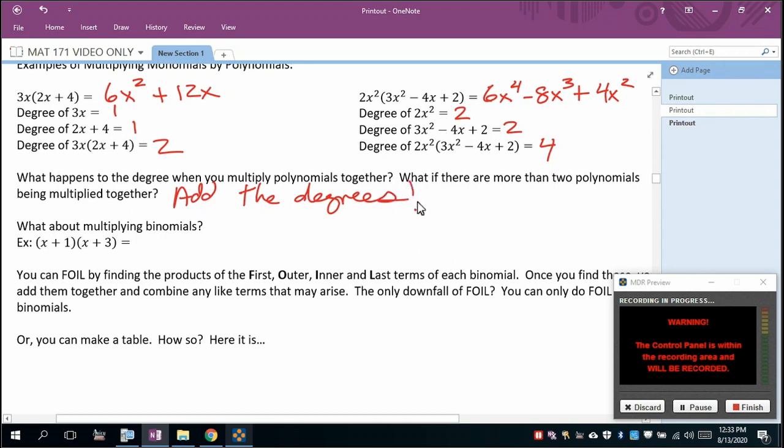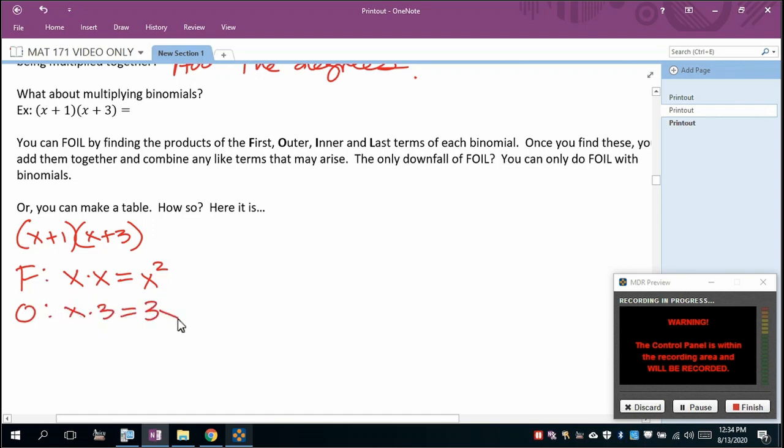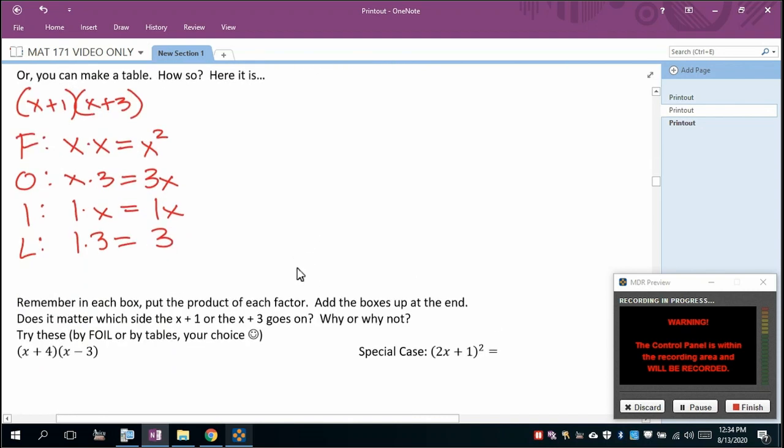Now, when multiplying two binomials together, binomial means it's two unlike terms. So x plus 1 times x plus 3, we can either FOIL. Now, FOIL's kind of an interesting little trick. It works, don't get me wrong. You know, x plus 1 and x plus 3, FOIL first: x times x is x squared. The outer terms, x times 3 to give you 3x. The inner terms, 1 times x for just 1x. And the last terms, 1 and 3, is 3. And all you have to do now is make sure any like terms are combined. 3x and 1x combines to 4x. So basically you have x squared plus 4x plus 3.